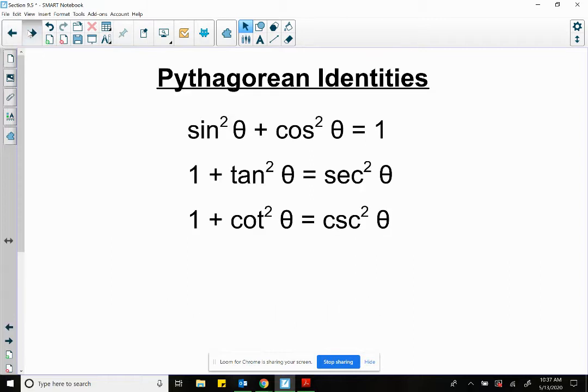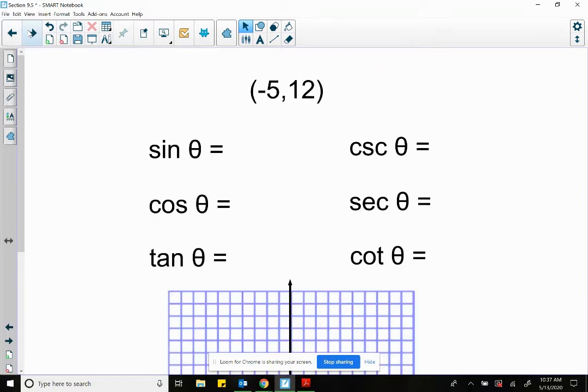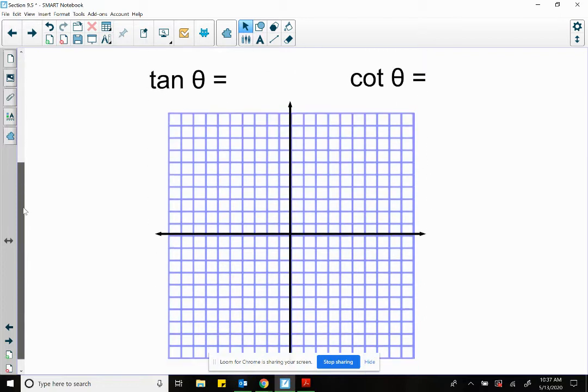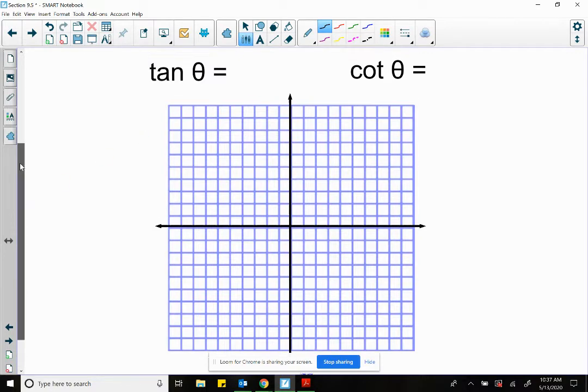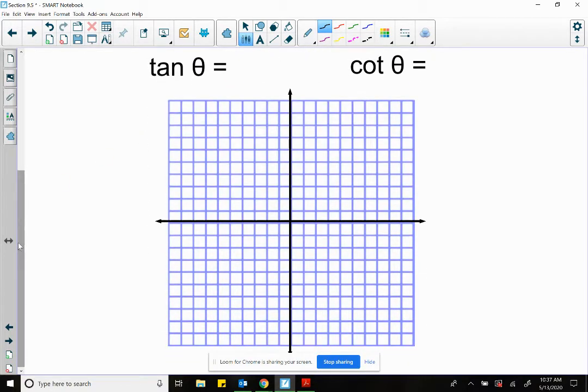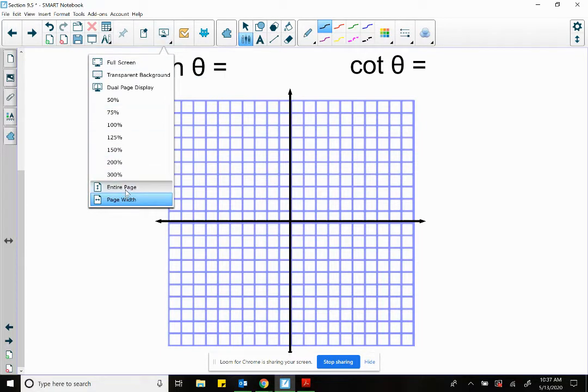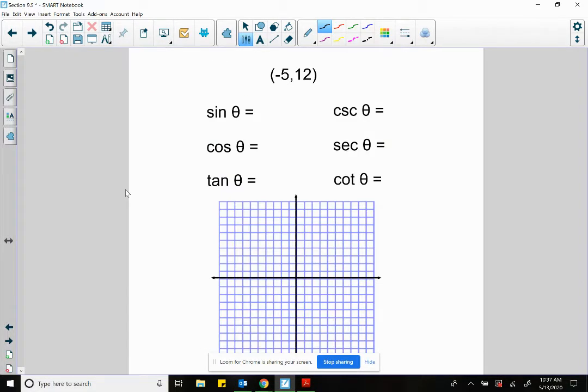So as you can see with our first problem, I'm going to give you this point. This is x and y. I want you to find the 6 trig functions. Also, it's going to ask you to graph in standard form. Now, you know how to graph in standard form, okay? But I'm going to go ahead and say, yeah, I want you to try this on your own. This isn't anything new, okay? So you can do this.